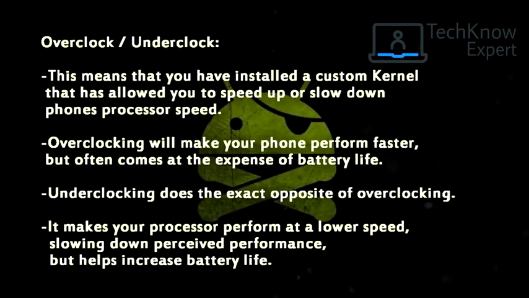Underclocking does the exact opposite of overclocking. It makes your processor perform at a lower speed, slowing down perceived performance but helps increase battery life.